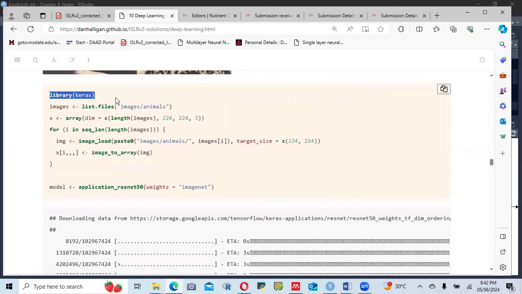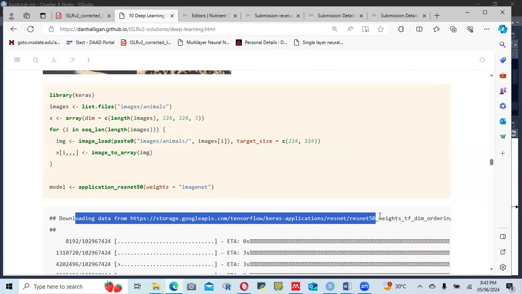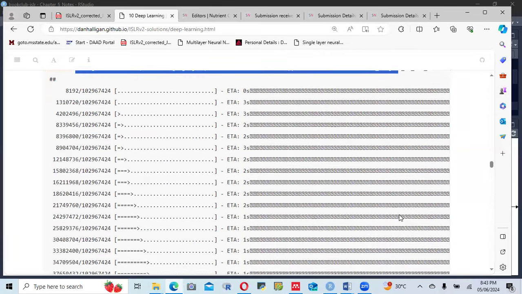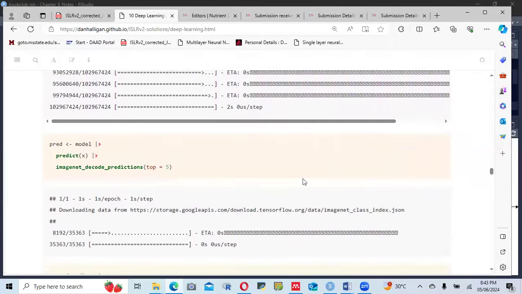So here they are using the library Keras. They use list.files for the images of all the animals, so they list them and save them. Then we run the array of those images. Then we use a for loop in fitting the model. Image to array is coming from the TensorFlow library. So here we are fitting the model, and this is going to download all those images from TensorFlow. It's going to then fit the model. Then we have the model, and we run our predictions, and then imagenet decode predictions, top 5, for the top 5 predictions.